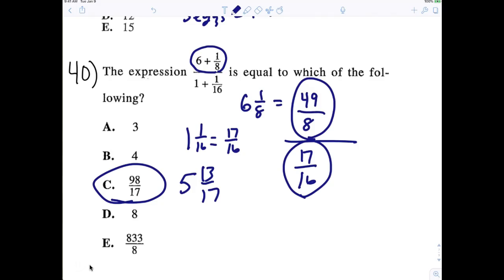Come on, that's what I'm saying. Check your work. If you would check your work, you'd be A+. Seriously. All right, are you okay or not? So the answer is C. Yes, C. I did 49 eighths divided by 17 sixteenths.